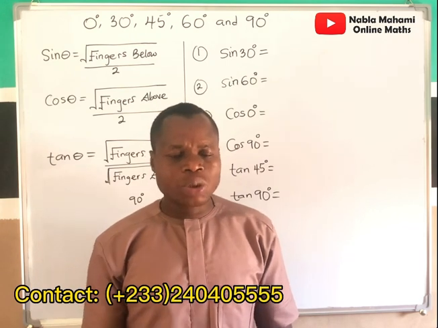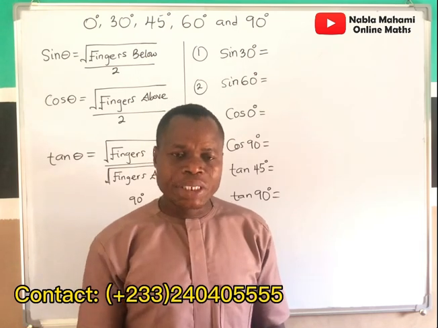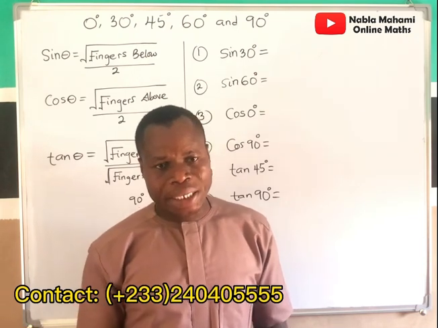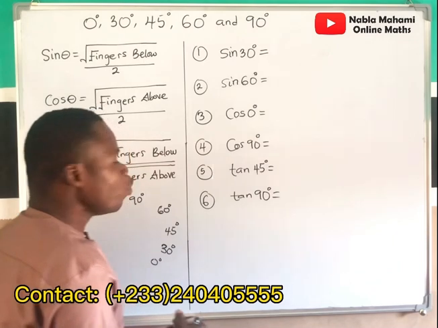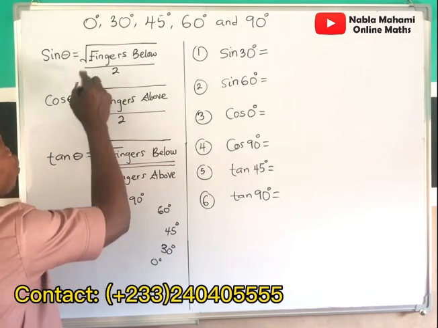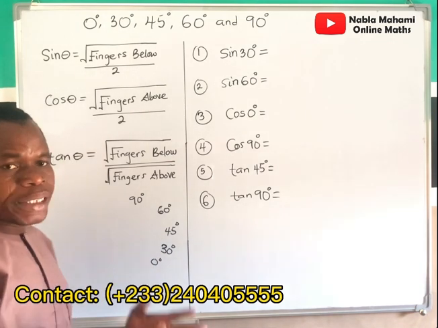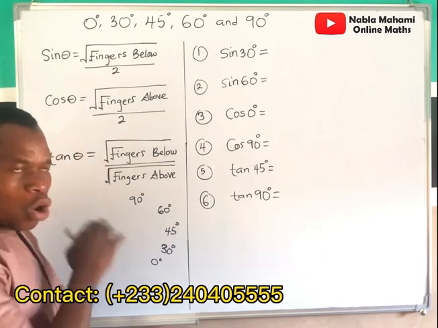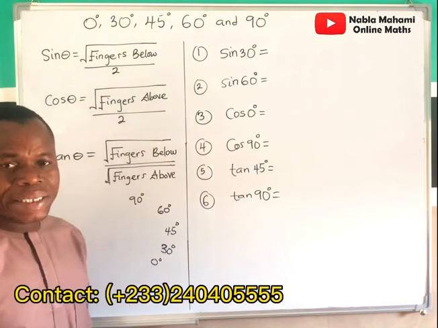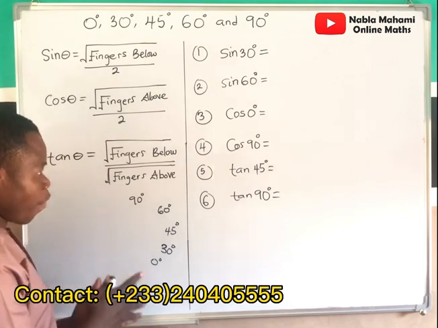So if you are asked to use the trigonometry ratios to evaluate any of these angles, that is, either you are using sine, cos, or tan, these are the formulas that you'll be using alongside your fingers. Sine theta is equal to square root of fingers below all over 2. Cos theta is equal to square root of fingers above all over 2. And tan theta is equal to square root of fingers below all over square root of fingers above.